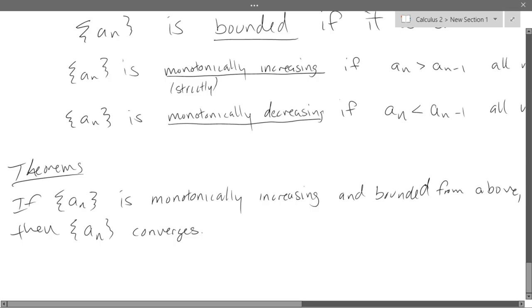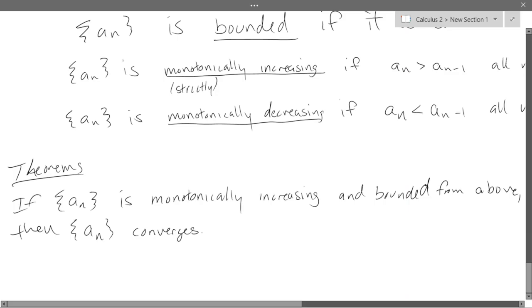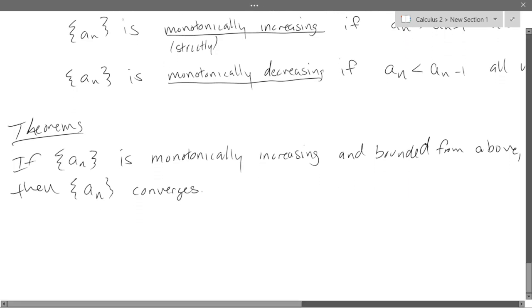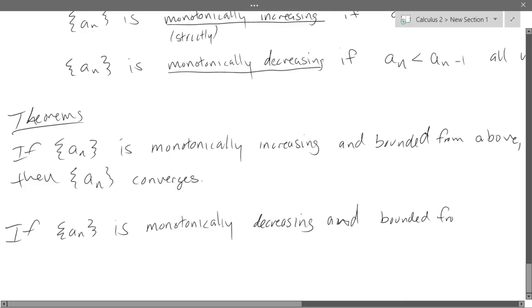You can use this to justify convergence or divergence, but you're going to need to tell me that the sequence is increasing and bounded above. And then you can conclude that it converges. Probably not necessarily the easiest thing to do, but you could use these theorems if you wanted to. And we could also go the other way. If a_n is monotonically decreasing and bounded from below, then a_n converges.